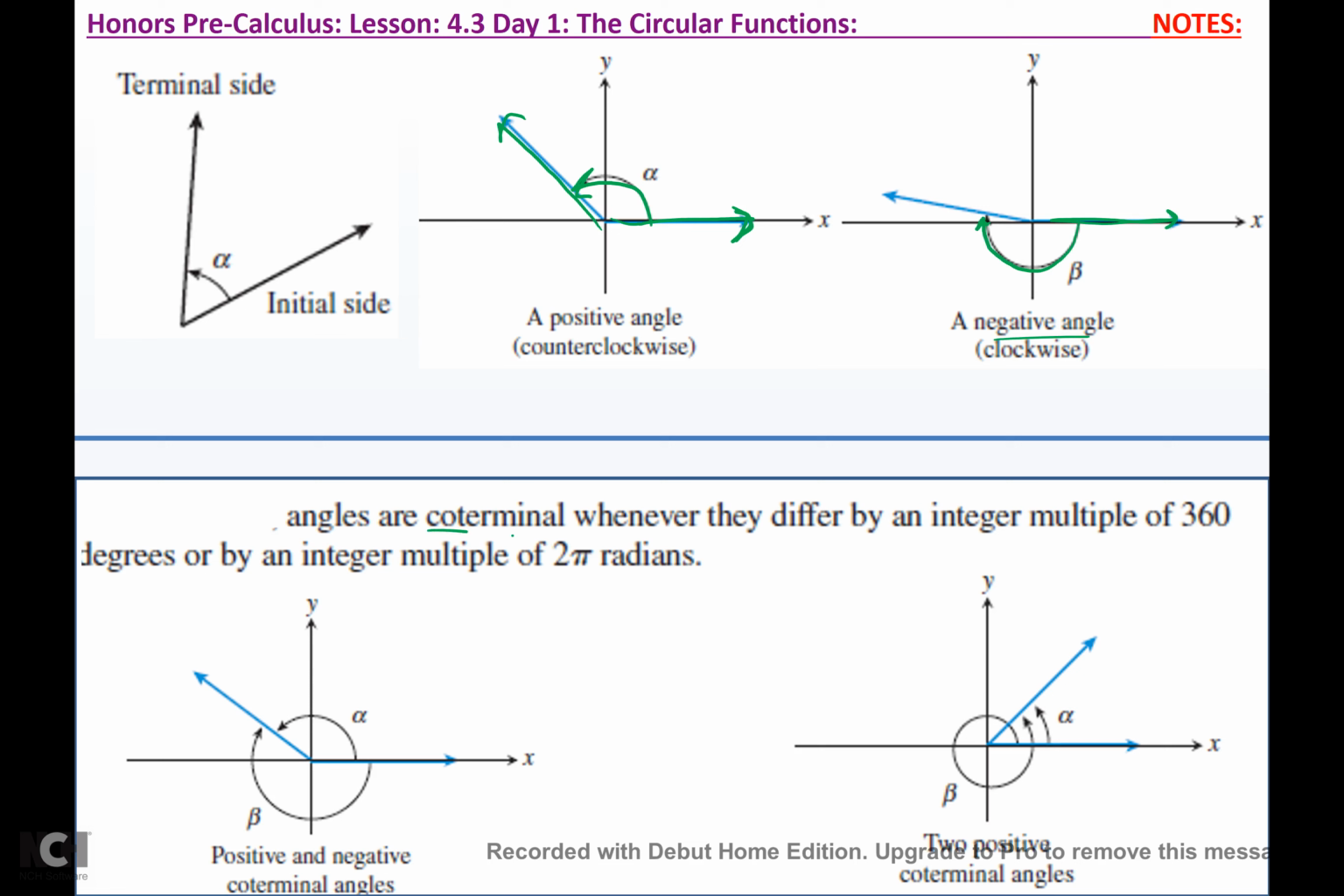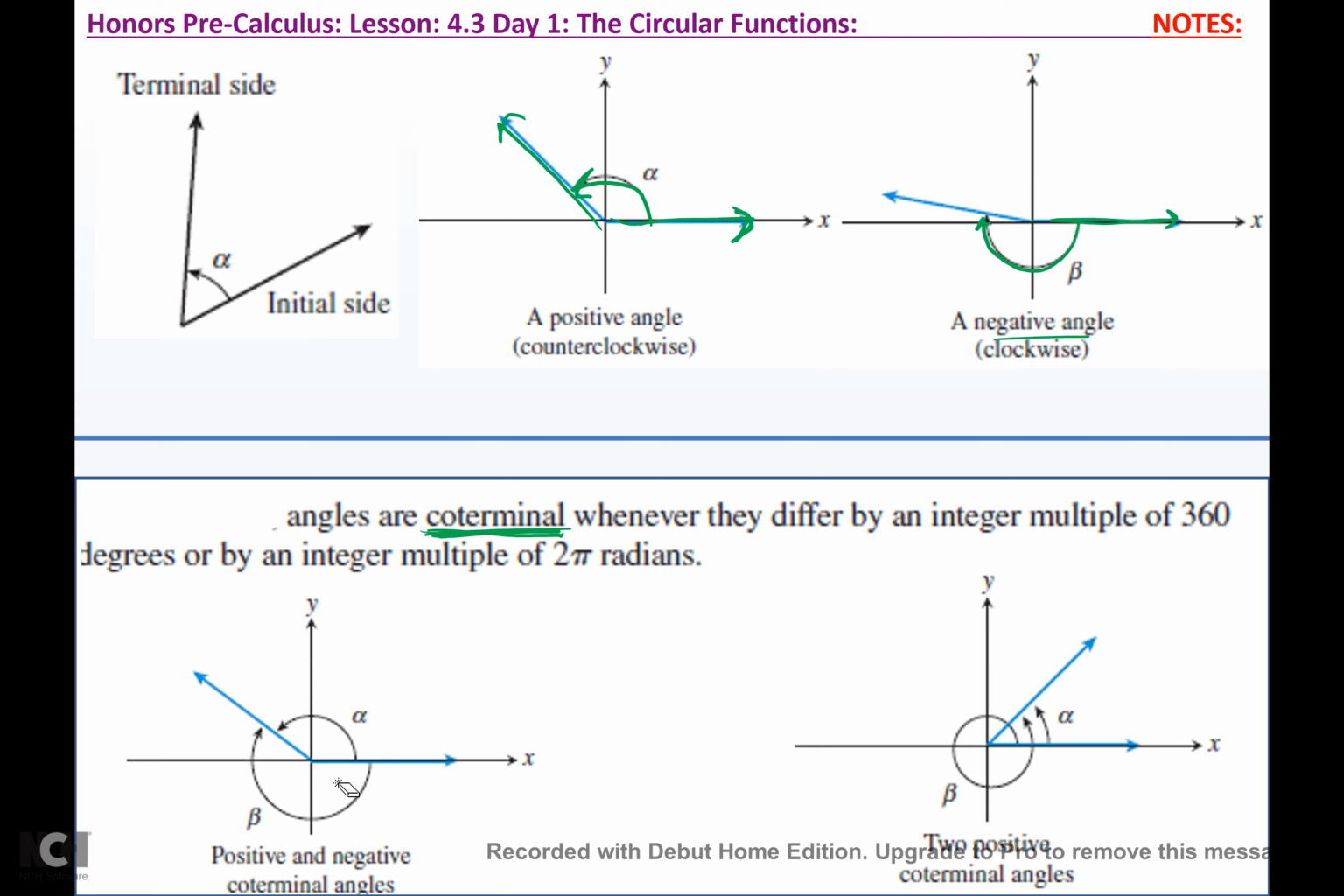Now, coterminal angles are coterminal whenever they differ by an integer multiple of 360 degrees or by an integer multiple of 2 pi radians. And the reason that is because there are 360 degrees in a circle, or in radians, there are 2 pi radians. So we call them coterminal if they basically differ by a circle.